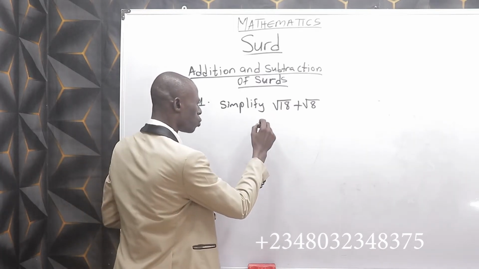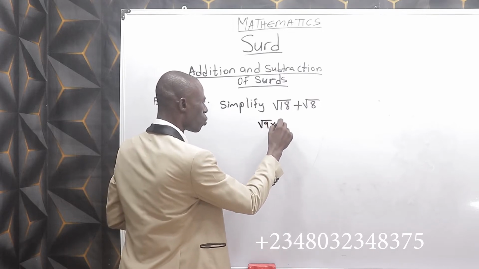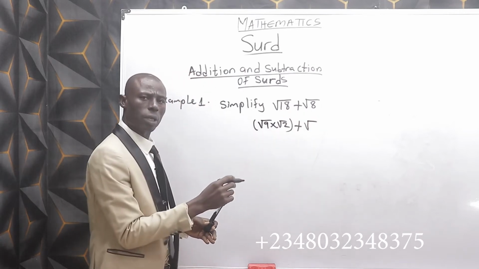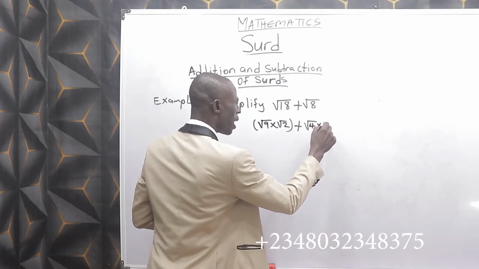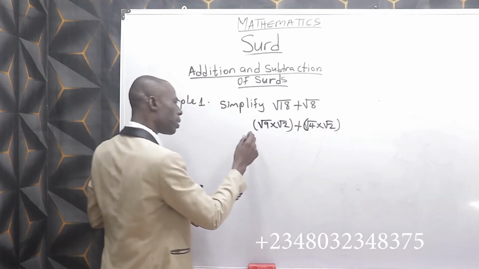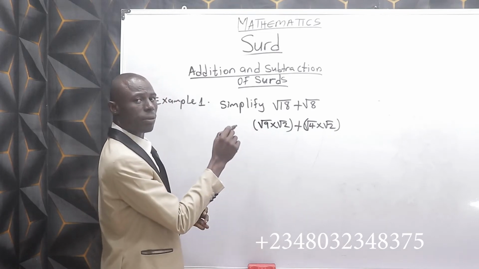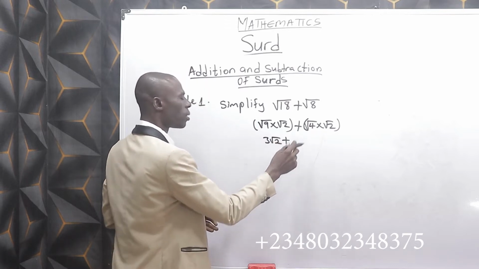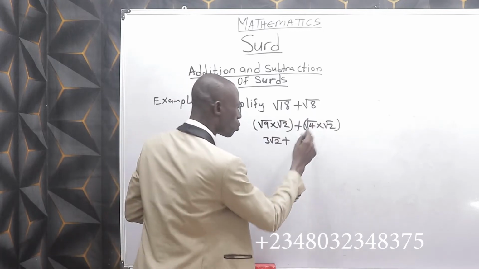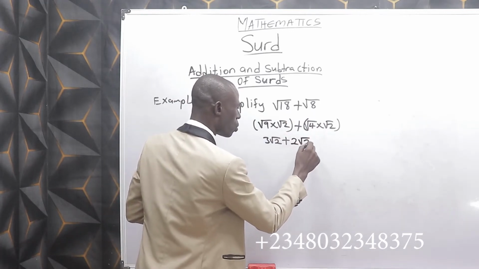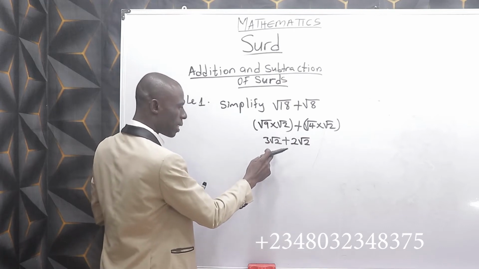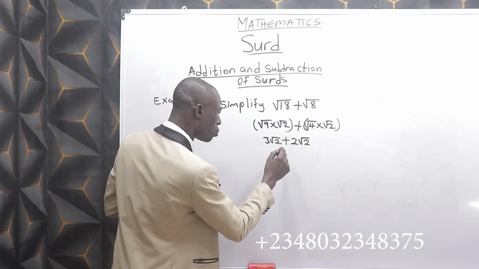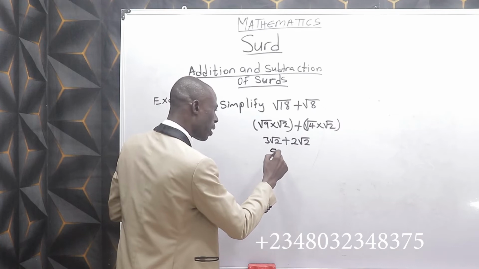Simplify root 18 to be root 9 times root 2 plus you simplify root 8 to be root 4 times root 2. This gives us square root of 9 is 3. 3 times root 2, that is 3 root 2, plus square root of 4 is 2. 2 times root 2, that is 2 root 2. 3 of this plus 2 of it gives us 5 of it. That means 3 root 2 plus 2 root 2 gives 5 root 2.